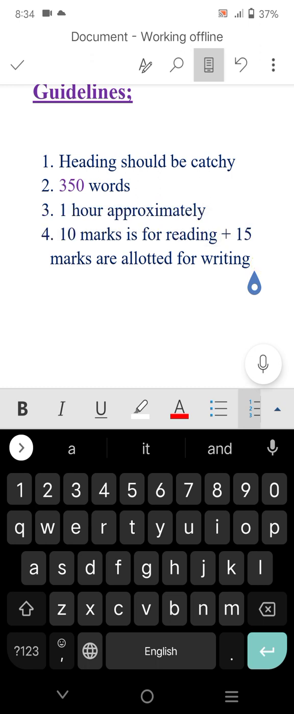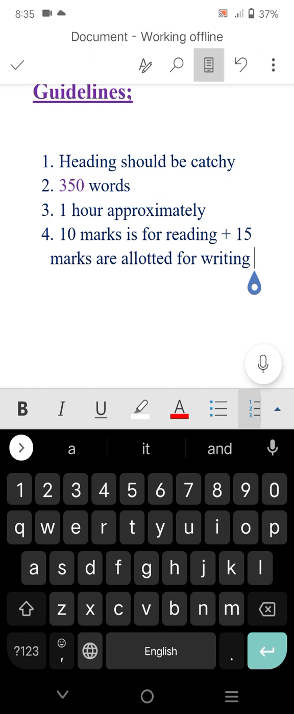And approximately 1 hour is the given time, because of the 2 hours of the paper, 1 hour is allotted for the first question and the second hour is allotted for the second question, which mainly comprises narrative and descriptive essays. 4 options of 4 topics are given, and you have to choose the one topic, either narrative or descriptive, whose content you are good at.